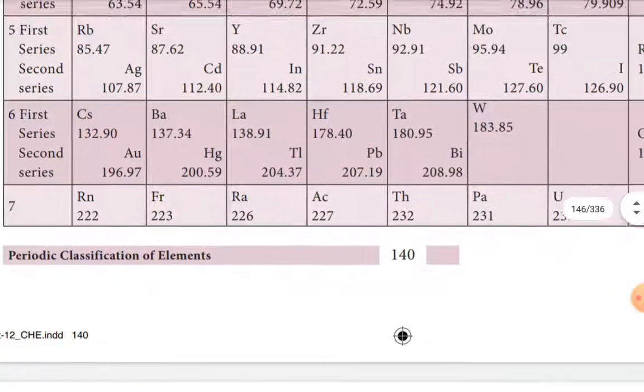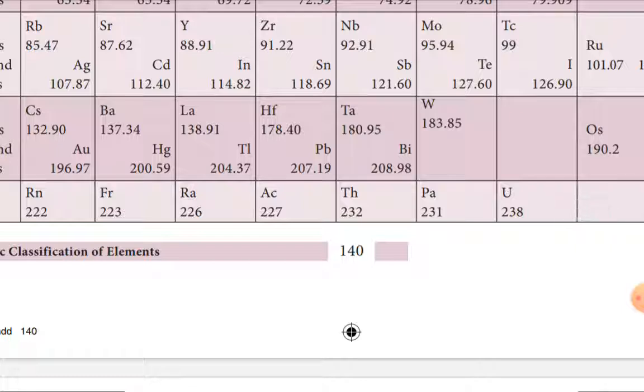So you have to revise this simple topic. What is called a Mendeleev periodic table? What is the basis of Mendeleev's periodic classification? That is the increasing order of atomic mass. How many elements were known at the time of Mendeleev's periodic classification? 56 elements were known. And also, what are groups and what are periods. All this you learn.